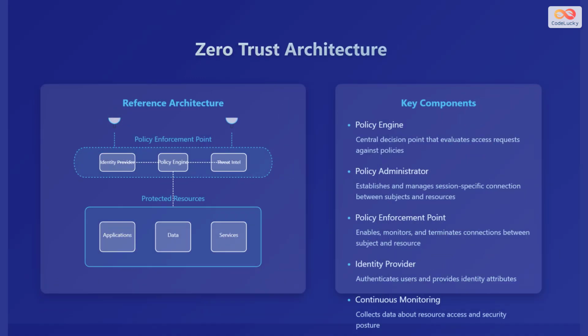Here's a reference architecture of a zero trust network. Key components include the policy engine, which is the central decision point that evaluates access requests against policies. The policy administrator, which establishes and manages session-specific connections between subjects and resources. The policy enforcement point, which enables, monitors, and terminates connections between subject and resource. The identity provider, which authenticates users and provides identity attributes. And finally, continuous monitoring, which collects data about resource access and security posture.